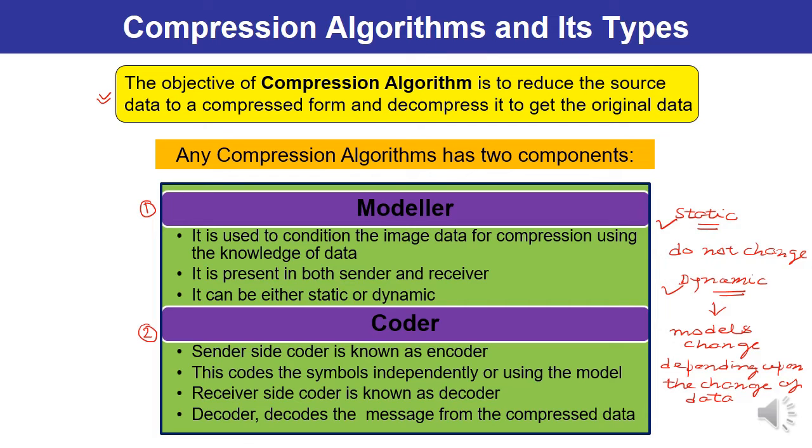Second is the coder. Second component of this compression algorithm is the coder. Here sender side coder is known as encoder, while receiver side coder is known as decoder, and this codes the symbols independently or by using the models. The decoder decodes the message from the compressed data, which is actually the function of the decoder available at the receiver side. So this is how you can understand the two major components involved in any image compression algorithm.